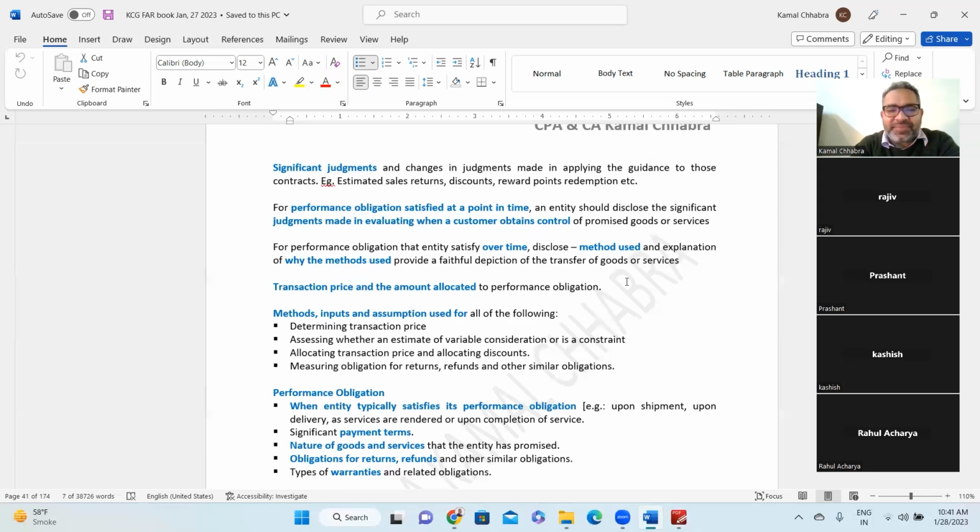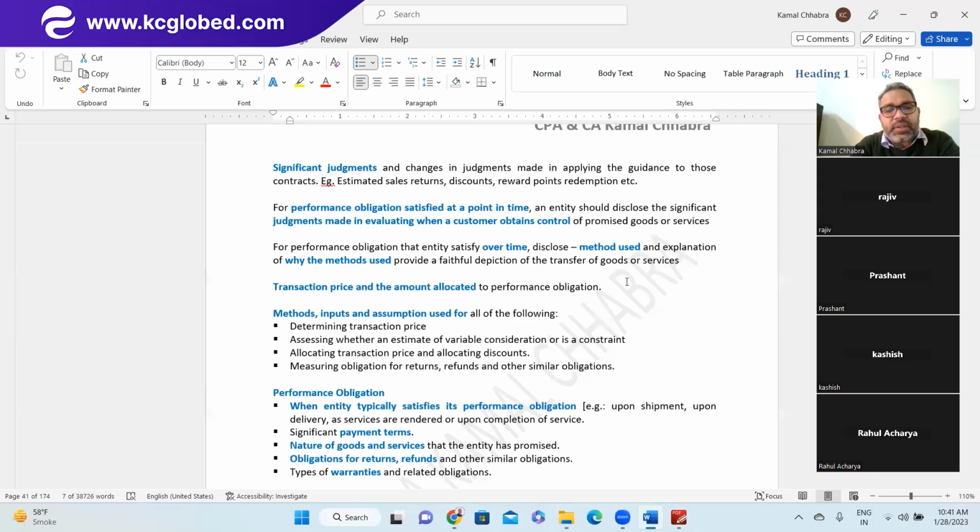Okay. So methods, input, and assumptions used, and all of the following information related to that. First one is how you determine the transaction price. Second is how you are assessing whether the estimate of variable consideration is constrained, how you are allocating the transaction price or allocating the discount, and the measuring of obligation for return, refund, or other similar obligation. Those all methods you need to clearly mention.